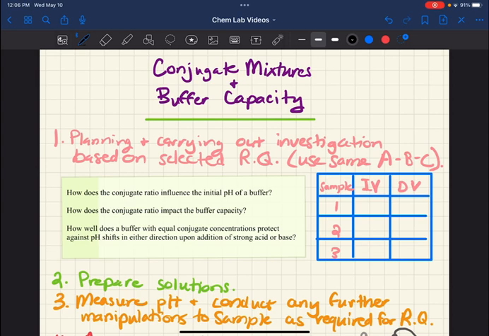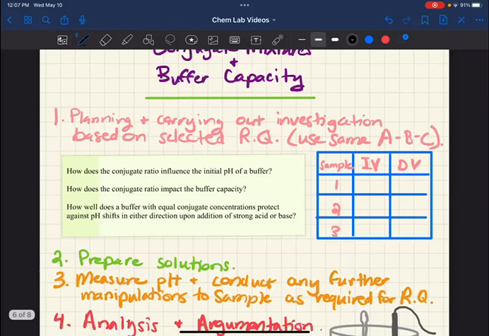So you'll select one of these research questions. How does the conjugate ratio influence the initial pH of a buffer? How does the conjugate ratio impact the buffer capacity? And how well does the buffer with equal conjugate concentrations protect against pH shifts in either direction upon addition of strong acid or strong base?